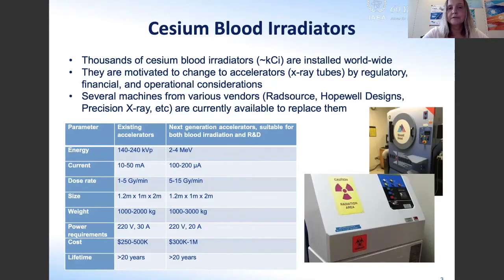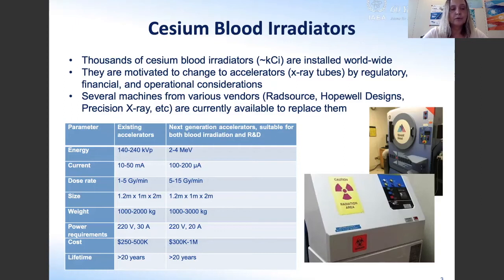Due to the high diversity of applications, various irradiators, cesium and cobalt irradiators, exist, and they differ by the activity of the source, by the geometry, and by some other parameters as well. Therefore, if we want to replace these irradiators, we also need to think about what kind of accelerator is suitable to replace a particular cesium or cobalt irradiator.